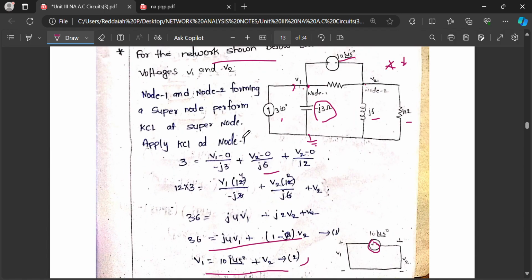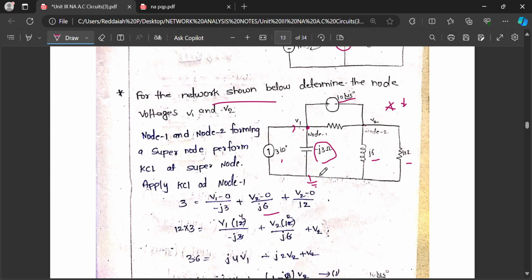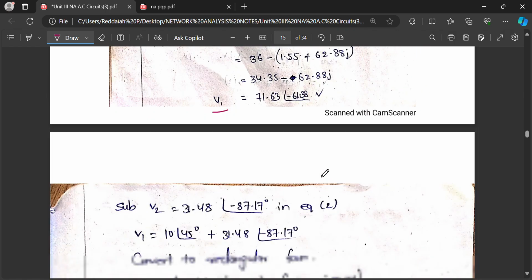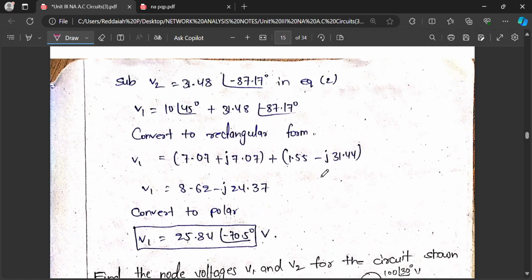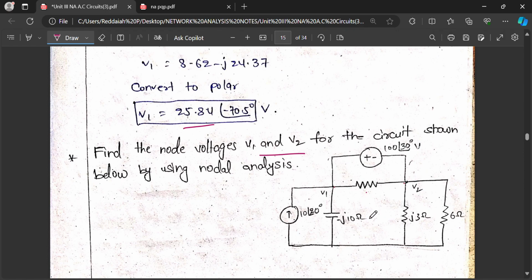How to calculate with KCL? Nodal analysis means finding the node voltages, so we have to apply KCL at these nodes. But this is a supernode problem. Similarly, supermesh problems we will also solve. Substitute and you will get the V1 and V2 values. Find the node voltages V1 and V2 for the circuit shown below. Same problem, values are changed.